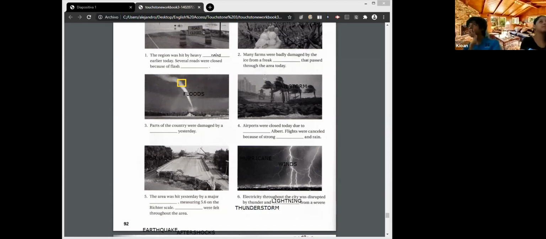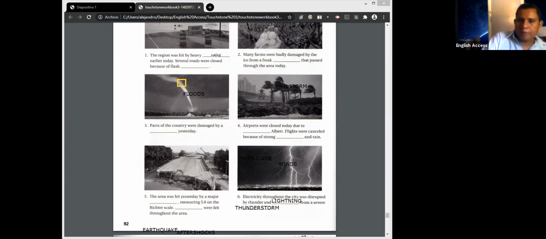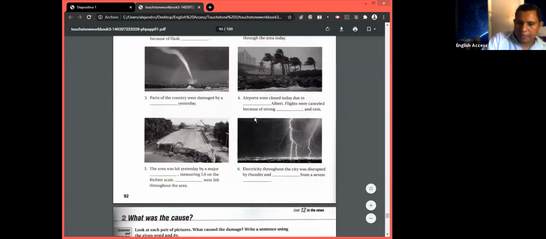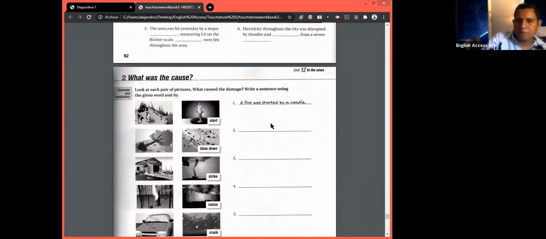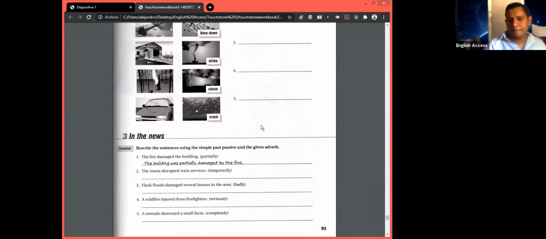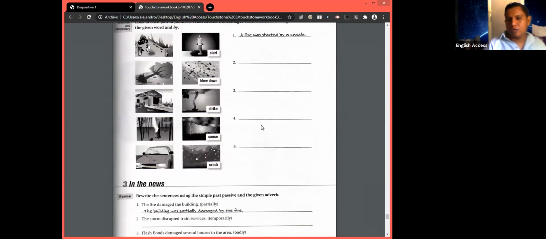Thank you. Thunderstorm, thunder. Okay, very good, you guys. So thank you, Marquito and Andrea. Good job. So let's move on to the next part. In the next part, it says, what was the cause? Look at each pair of pictures. What caused the damage? Write a sentence using the given word and by. Very good. So continue, please.